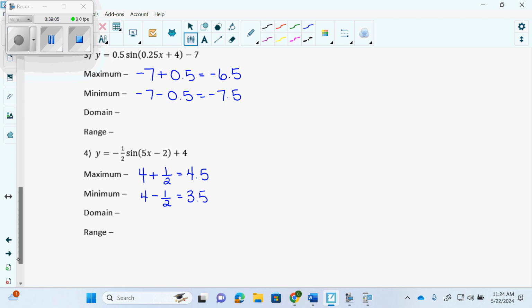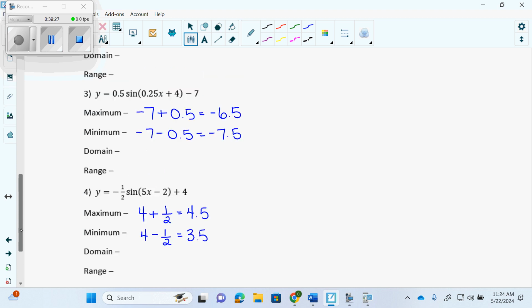Domain is the best thing ever in sinusoidal graphs. They do this. Ready? They go on forever. This is what I'm not having problems up here. I'm just going on forever. So what is my domain? X such that X is an element of the reals for all of them.